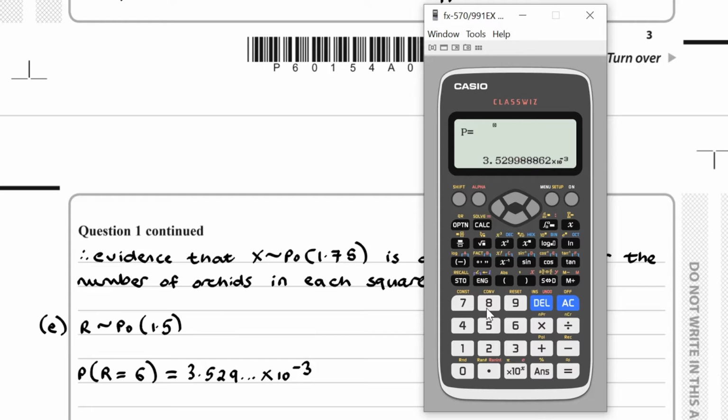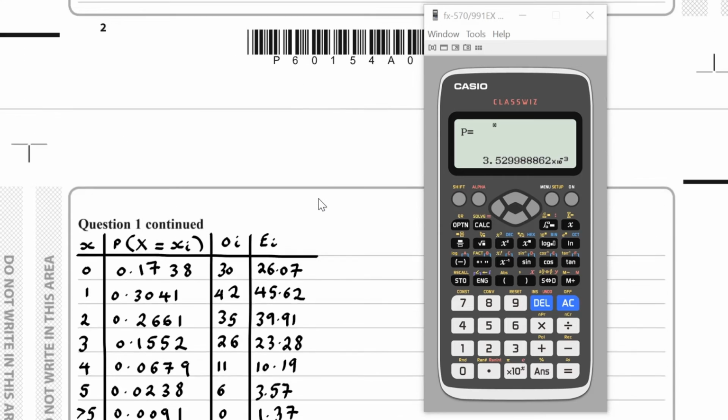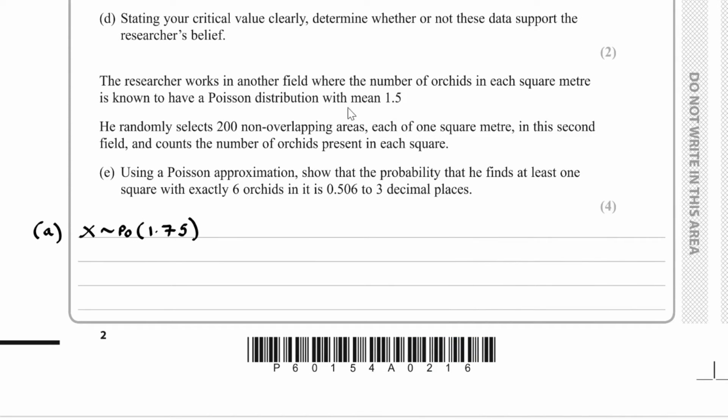Okay? So, having said that, we can now create a binomial distribution with parameters 200 and probability being 3.529, etc., times 10 to the minus 3. Now, why can we do that? If you look over here, he selects 200 non-overlapping areas, so that suggests to us that each selection is independent of each other. So we can use a binomial distribution just based on the fact that we have non-overlapping areas.